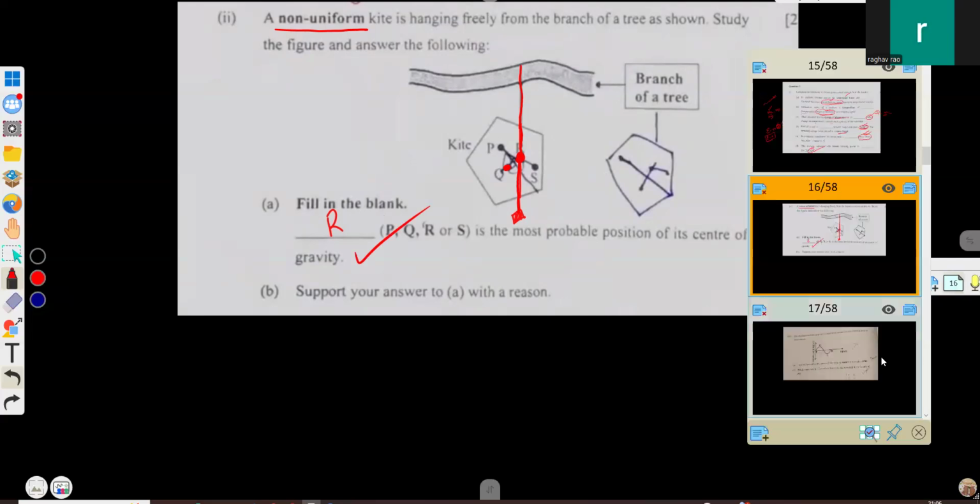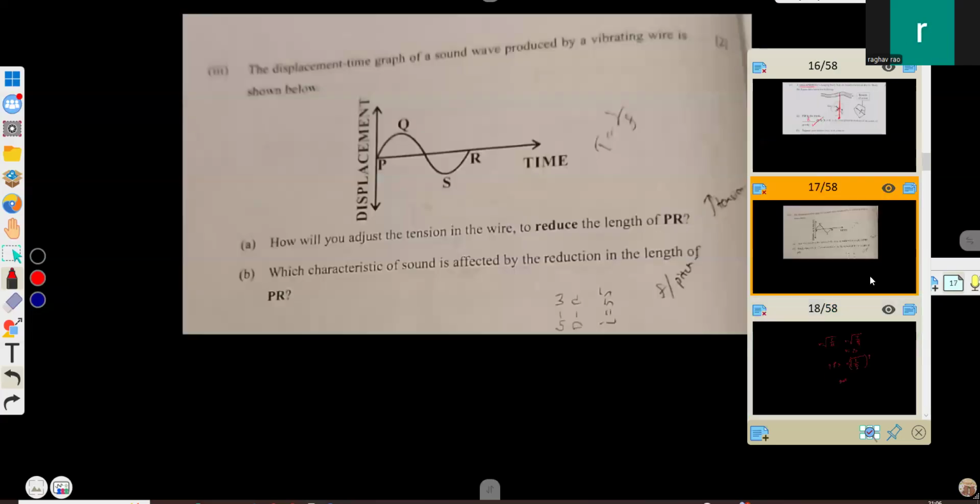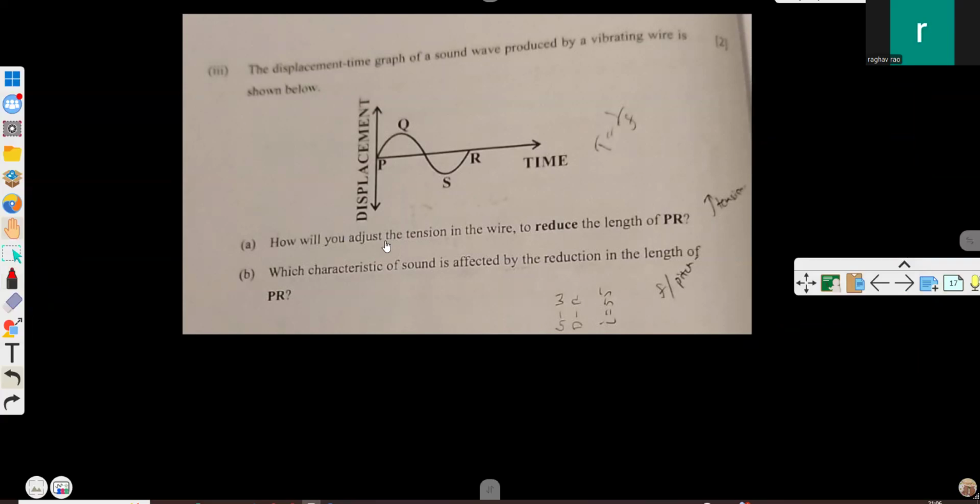Okay. Then comes this displacement time graph. Now, how will you adjust the tension in the wire? As we know, the velocity of a wave is equal to the square root of T by mu, which is tension by mass per unit length. So V, I will be writing it as frequency into lambda, is equal to the square root of T, so it is directly proportional to the square root of T.